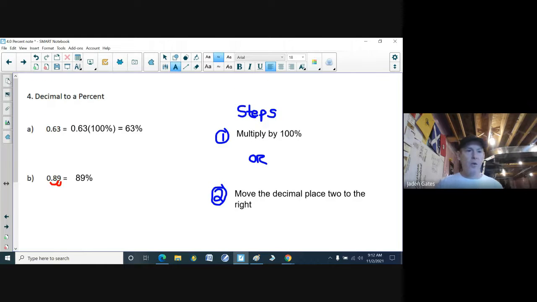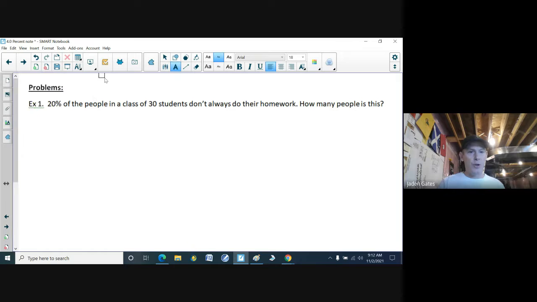All right, so now we've got our conversions. Now we're actually going to do some problems. Example 1. 20% of the people in a class of 30 students don't always do their homework. How many people is this? All right, so we got some words going on here, but we have 20% of the class of 30 students don't do their homework, and we want to know how many that is. What we're looking for is 20% of a class of 30.